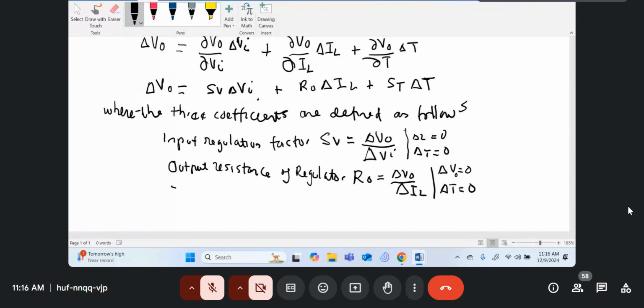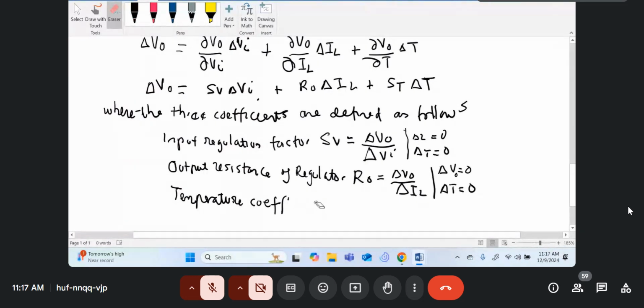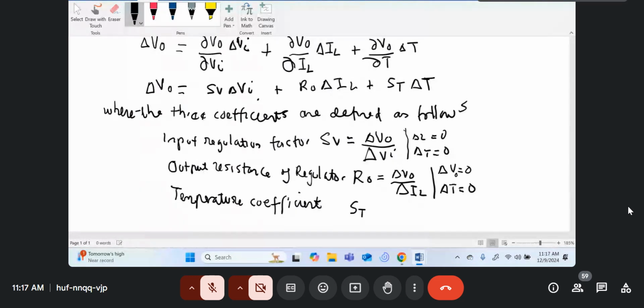And the last one is the temperature coefficient, which is called ST, defined as delta V naught over delta T, where delta VI is equal to 0 and delta IL is equal to 0.